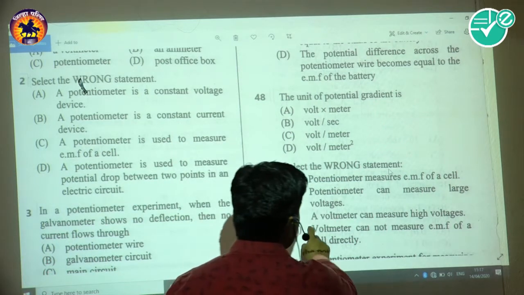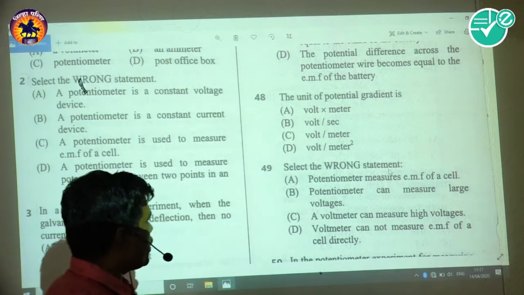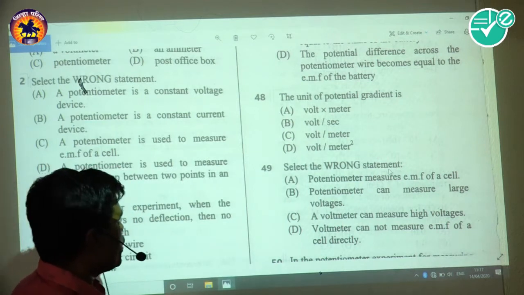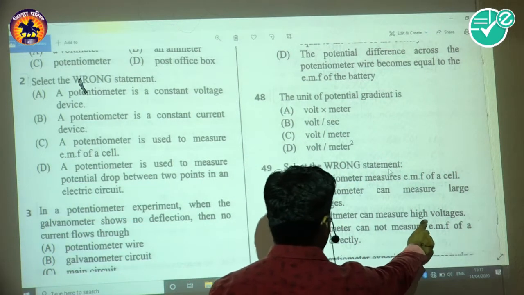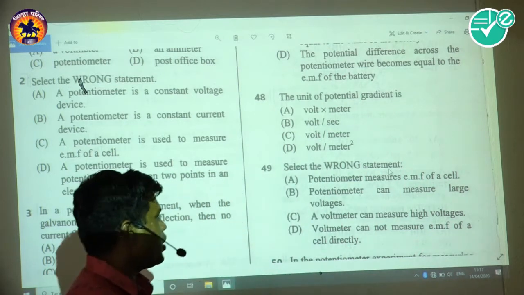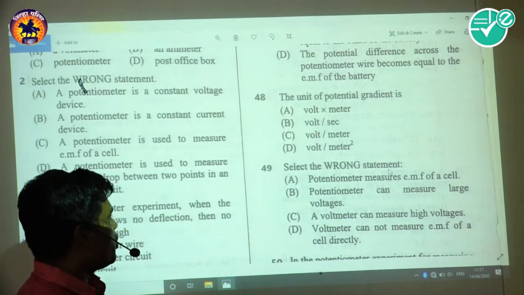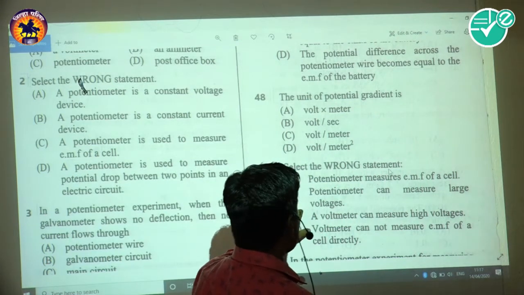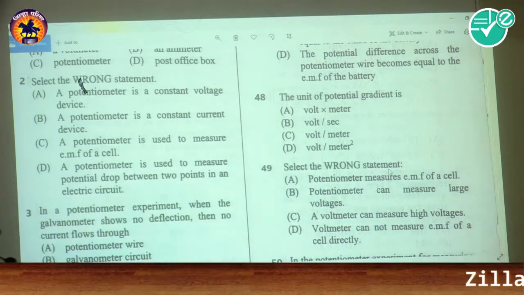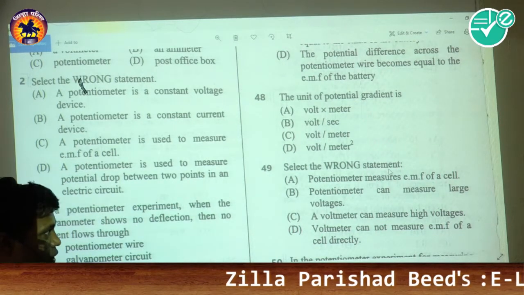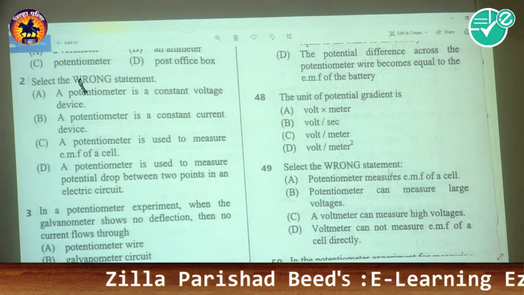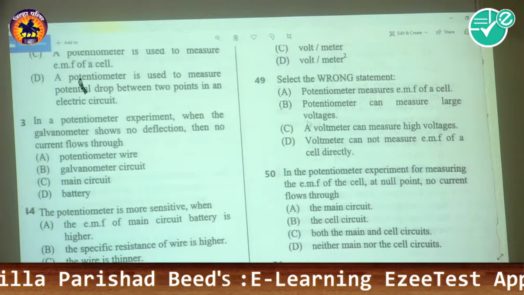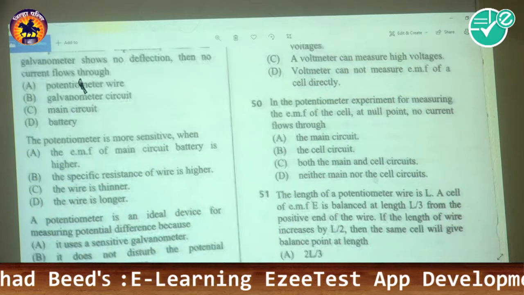Select the wrong statement. The potentiometer measures the EMF of a cell. Potentiometer can measure large voltages. A voltmeter can measure high voltages. A voltmeter cannot measure the EMF of a cell directly. So the wrong statement here is that the potentiometer can measure large voltages. This is the wrong statement in question number 49. So option B is the correct option for question number 49. Now we will move towards question number 50.